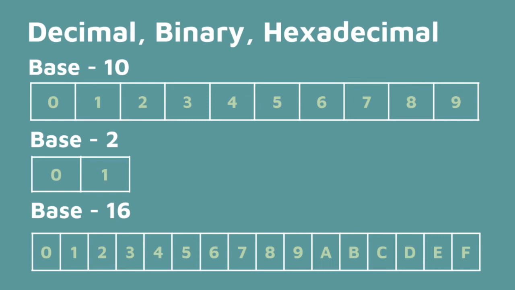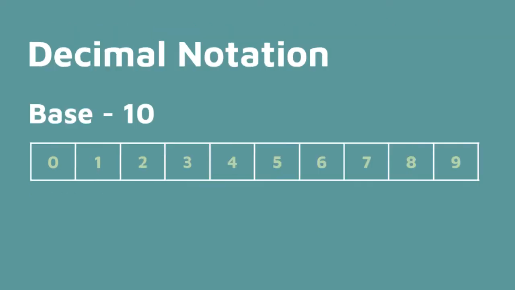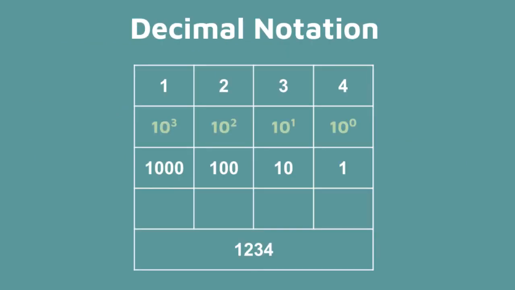In this video, I provide a short overview of three notational systems: decimal, binary, and hexadecimal. The decimal system is base 10 and includes the numbers 0 through 9. In this example, the number 4 is in what we will call the ones column, 3 is the tens column, 2 the hundreds column, and 1 the thousands column.